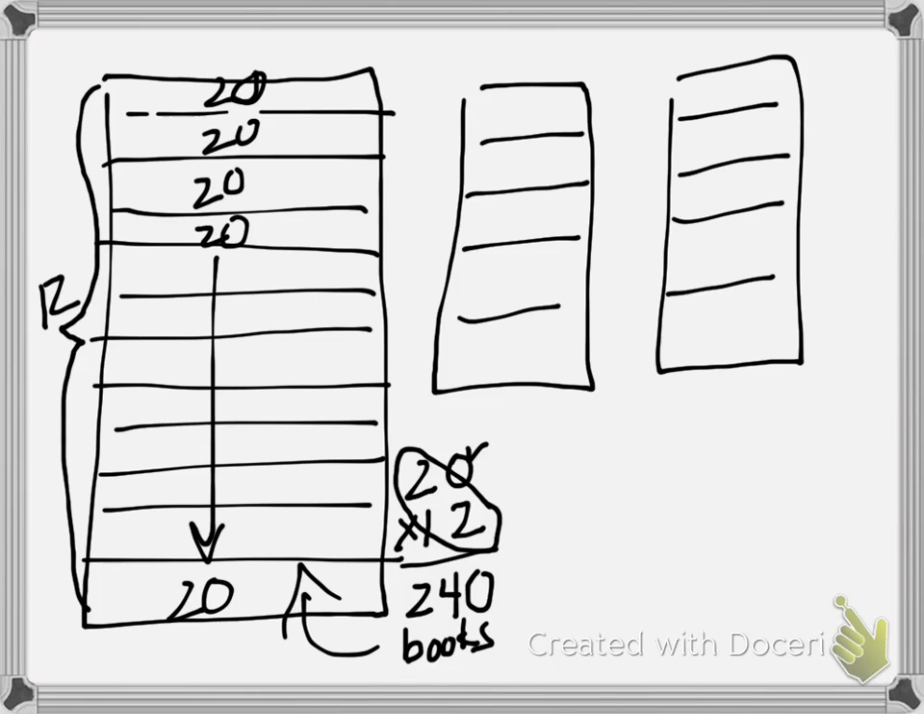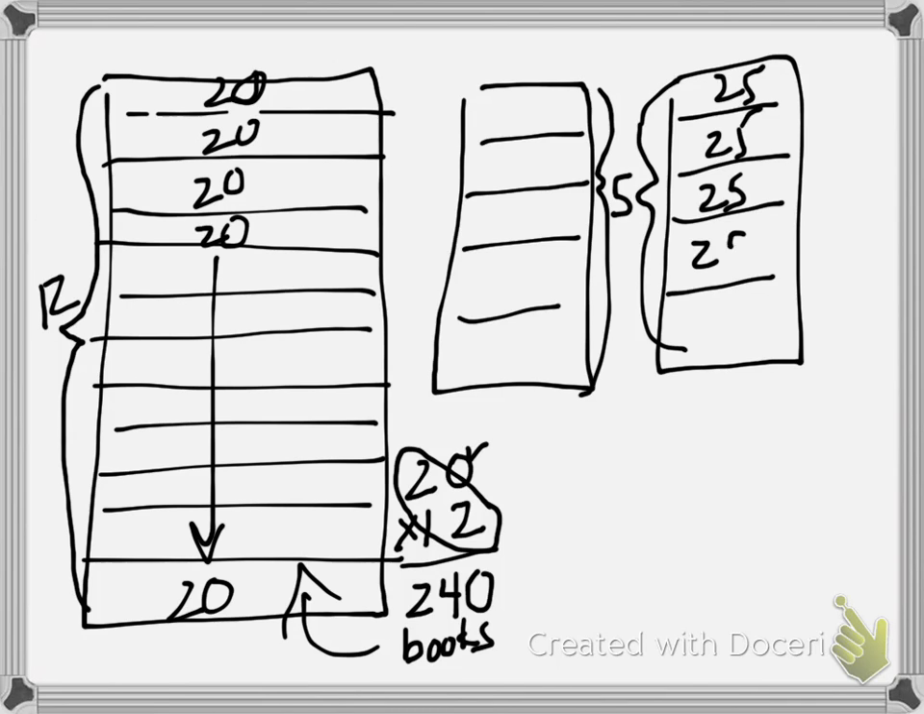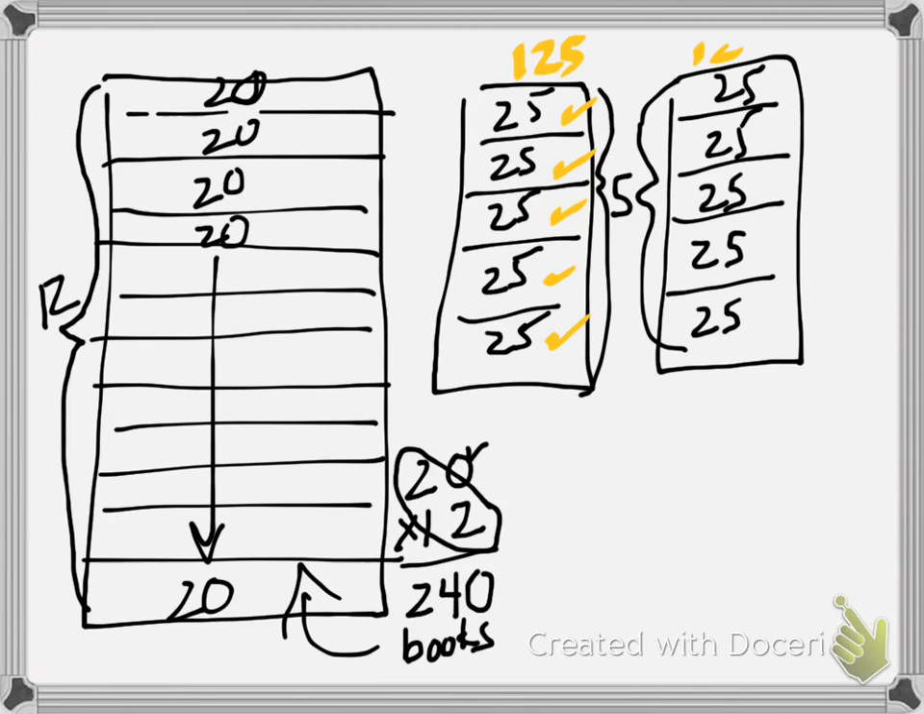They each have 5 shelves, so there are 5 shelves on each of these bookcases, and each of those shelves have 25 books on them. So 25 on each shelf. So we can either do each shelf individually and count. We have 25, 50, 75, 100, 125, or we could multiply. So each of these is going to have 125 books on each one.